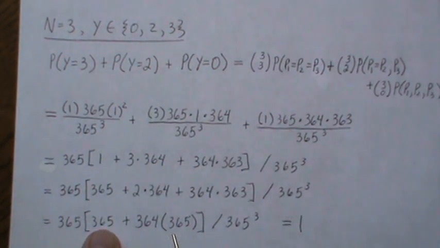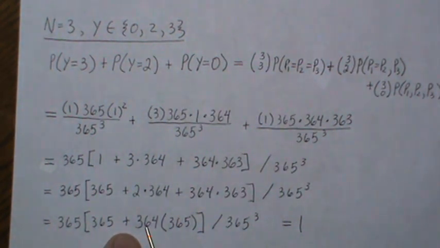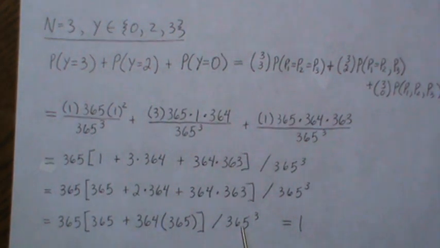Well, now there's 365 common in both of those, so let's factor it out. And that leaves 365 squared times 1 plus 364, which is 365. So that's 365 cubed over 365 cubed, which is 1.